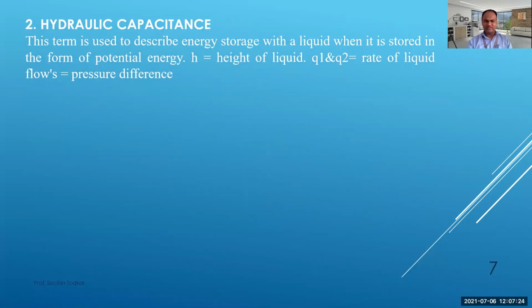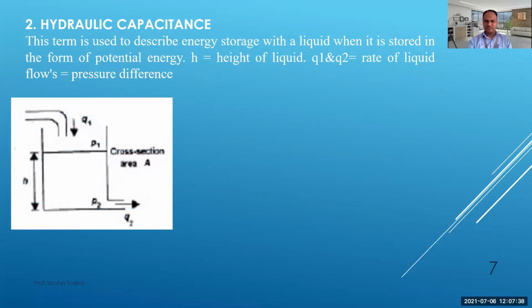Similarly, hydraulic capacitance. This term is used to describe energy storage with a liquid when it is stored in the form of potential energy. So H will be the height of liquid and Q1 and Q2 will be the rate of flow through these two pipelines.